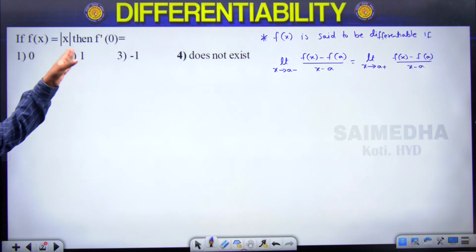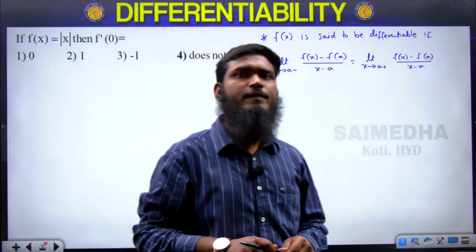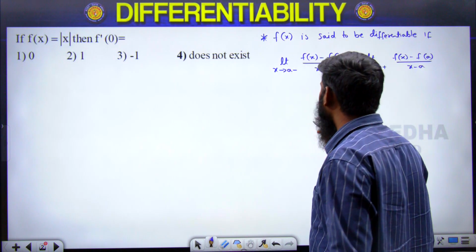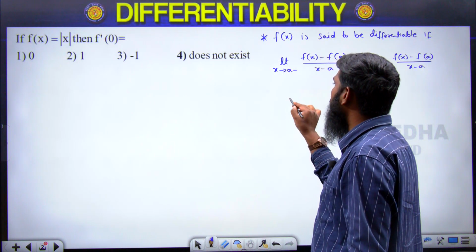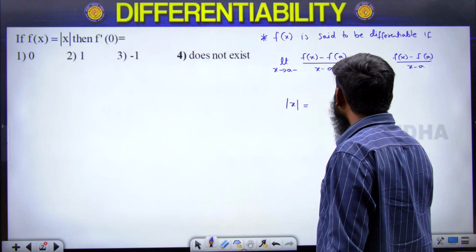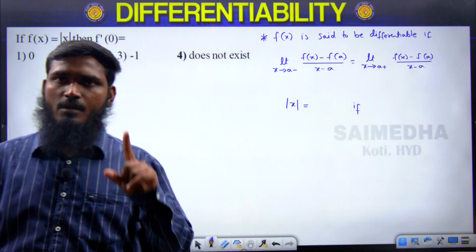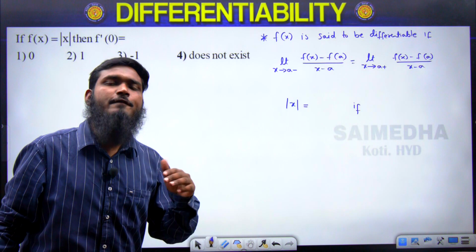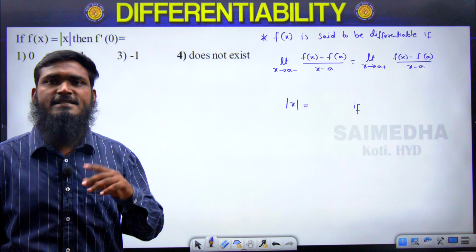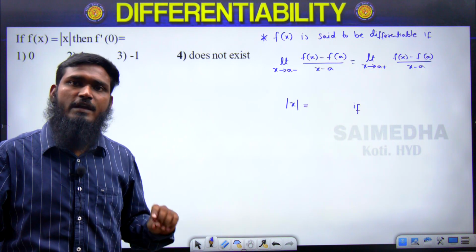If f of x is equal to mod x, then f dash of 0. Maximum questions in this differentiability topic will be on modulus functions. Whenever we get mod x, we have to follow three conditions. For the modulus function, if f of x is greater than 0, we take f of x. If f of x is less than 0, we take minus f of x. If f of x is equal to 0, then we take 0 only.